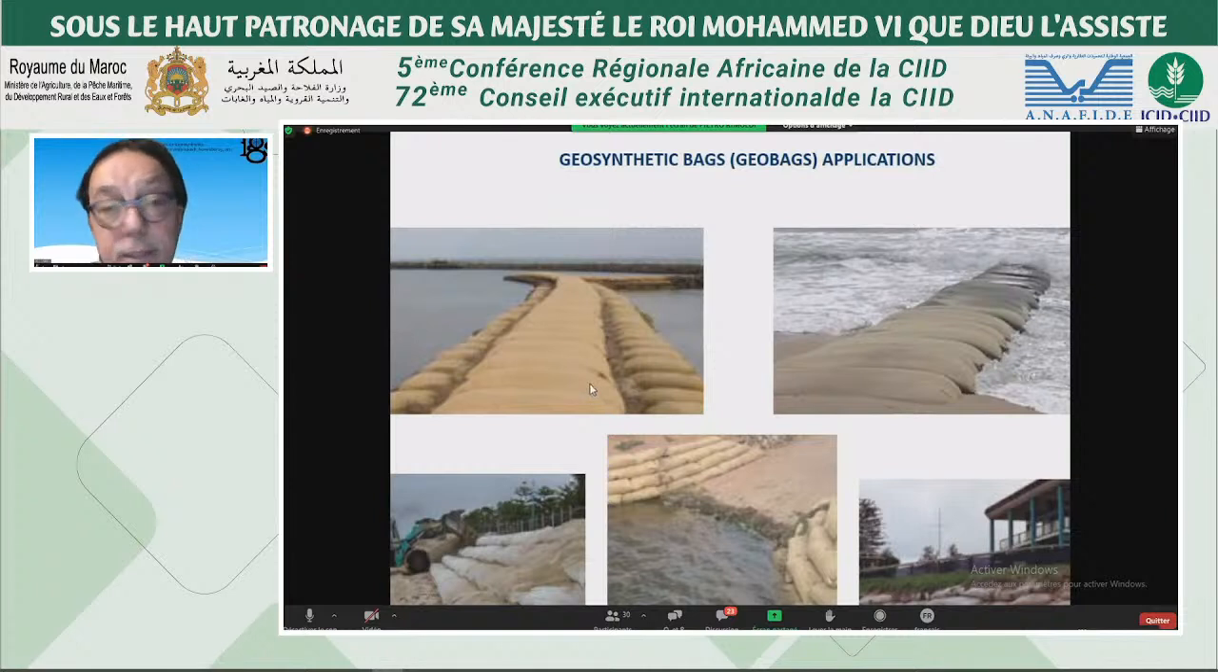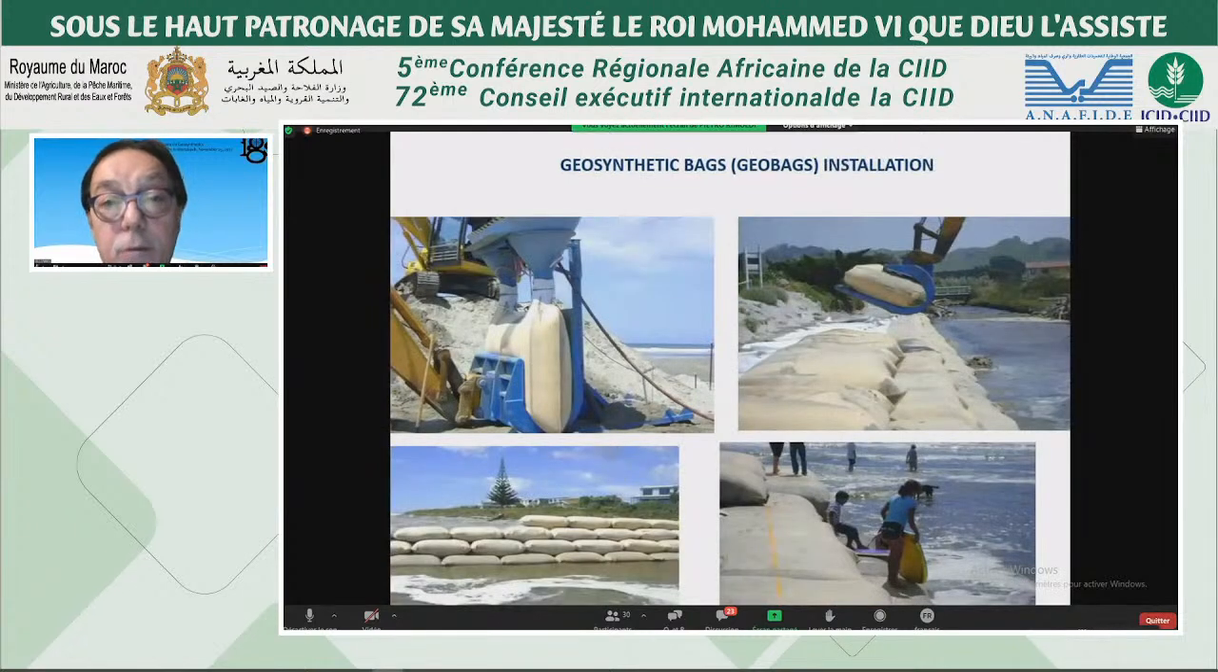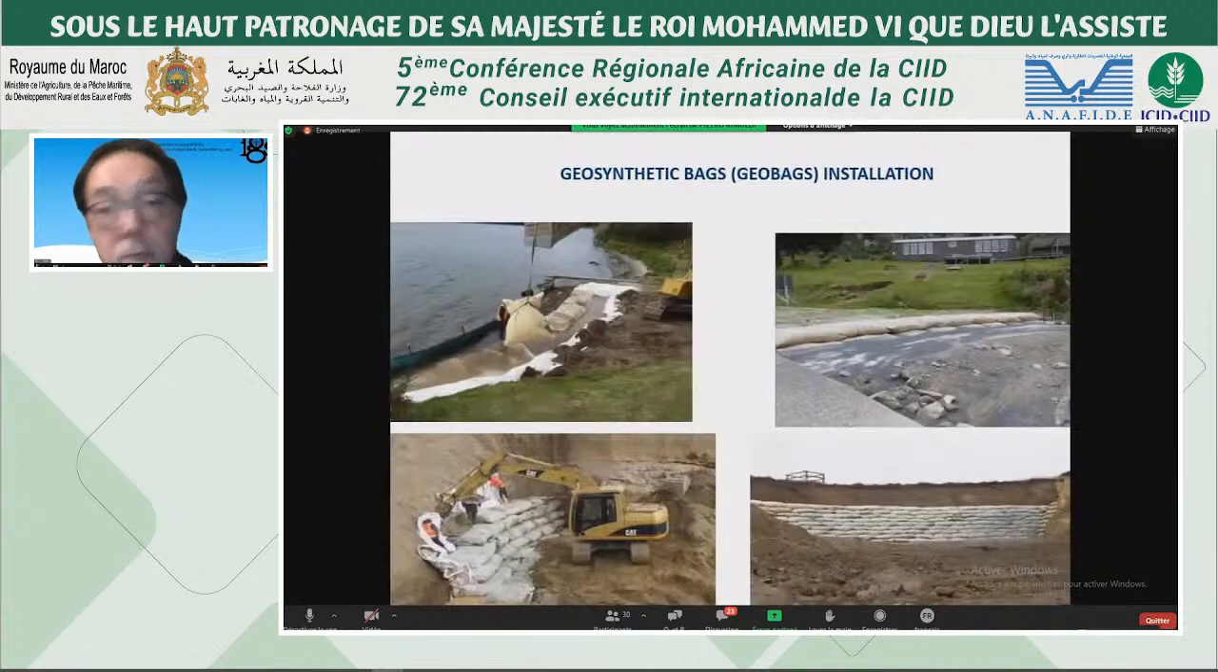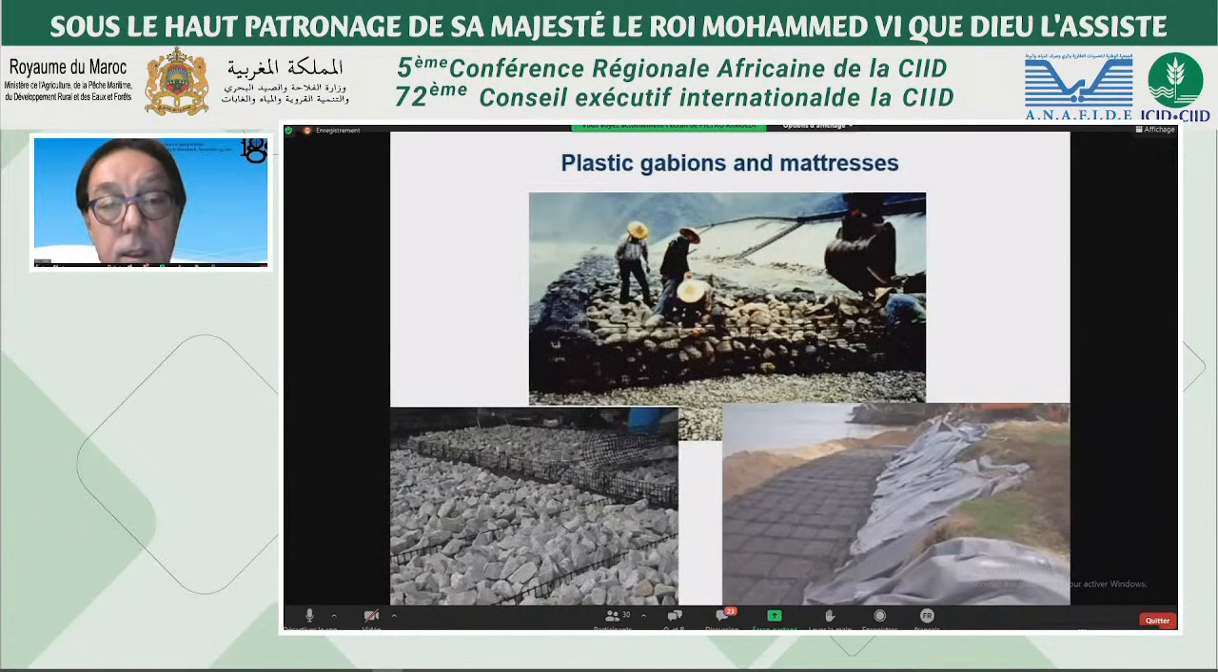On voit ici quelques applications de géosynthétique et de sacs géosynthétiques. Ces sacs peuvent être installés avec des engins développés comme ce qu'on voit ici dans ces images, où l'on voit le remplissage des sacs. Mais les géobags ou les géosacs peuvent être aussi placés avec des machines classiques traditionnelles, comme on voit dans ces photos.